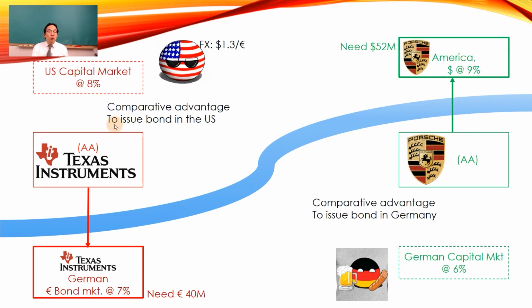So in the US market, Texas Instruments has a comparative advantage to issue bonds in the US. And in the German market, Porsche has a comparative advantage to issue bonds in Germany. Both sides have their respective comparative advantage on their home ground. So why don't they borrow those equivalent amounts and swap, give that money to their subsidiaries, of course, and swap the contract so that they will take care of it later on?